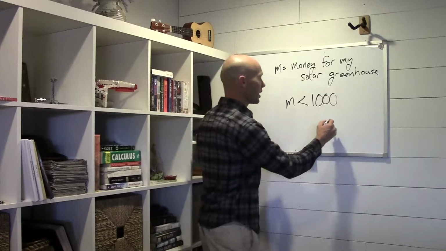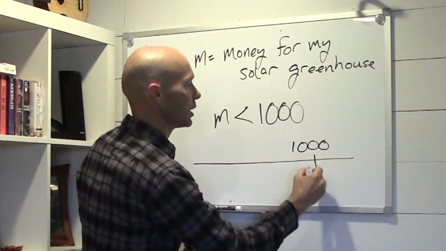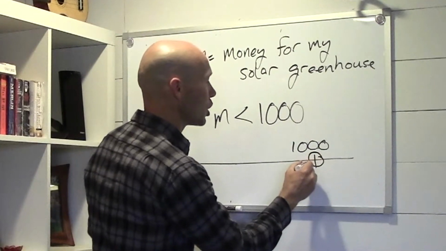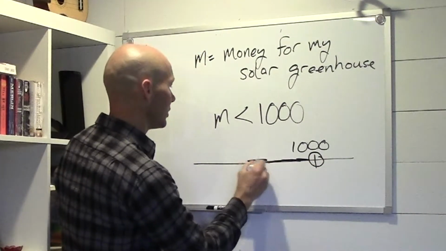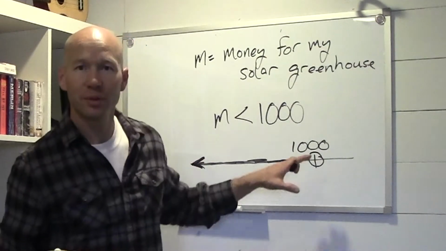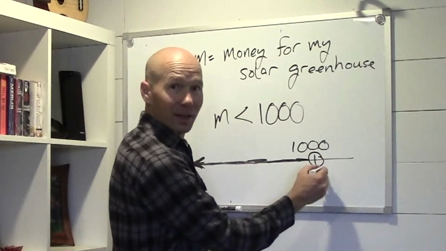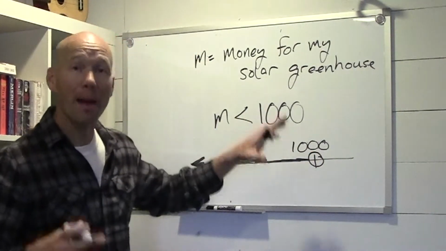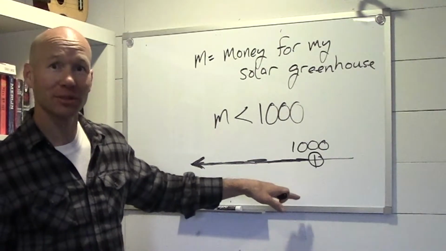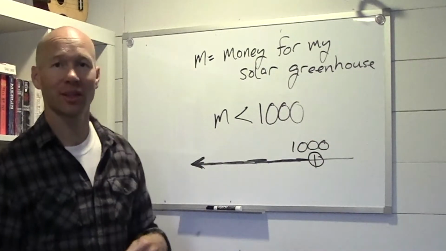Well, that means that we can have 1,000 on a number line. Right here, we've got 1,000. M has to be anything below. We're just going to shade this in below. I'm going to do an arrow that goes down to infinity, below 1,000. The reason we have an open circle here is because it cannot be 1,000. If Mrs. Nass says it has to be less than 1,000, we can't spend $1,000. It has to be less than 1,000.